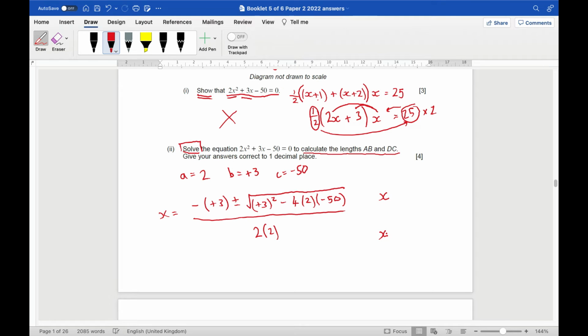Now, ladies and gents, boring bit for you. Try these on your calculator. I'm not going to bother, I'm going to go straight to the answer here. So my first answer, if I'm correct, to 1 decimal place, as it says there, is 4.3.